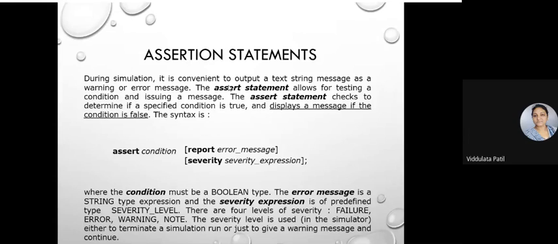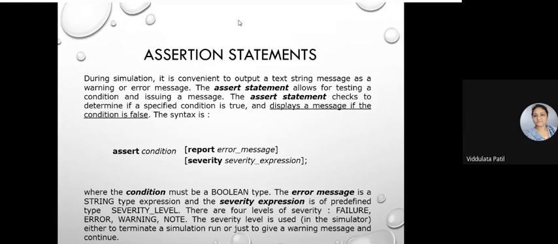And then there is one more keyword that is used, that is severity, and after that there is a severity expression and then a semicolon. Now, this condition, whatever condition we are stating, must be Boolean type, so that it will be in terms of true or false. If it is true, then there will not be any message.